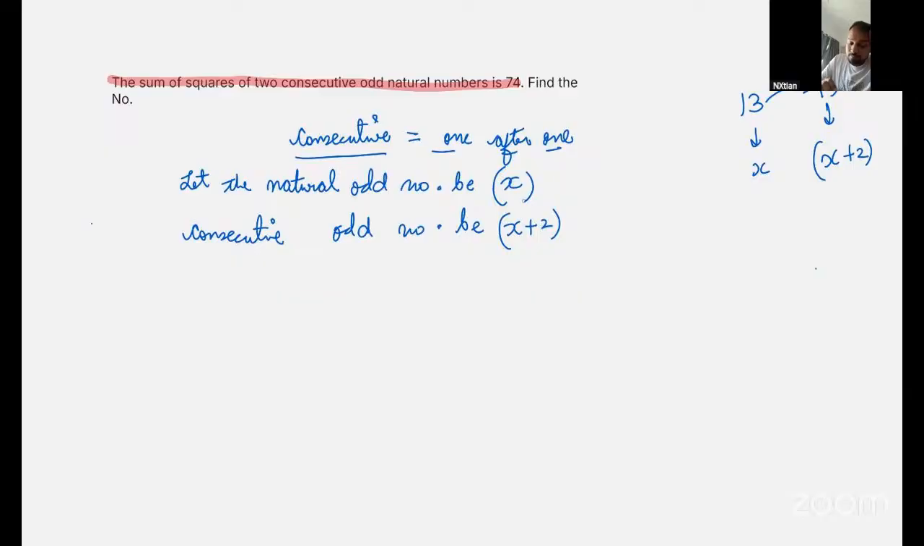Okay. Now it is written the sum of squares of two consecutive odd natural numbers. Means the sum as well as the square. So first we have to do the sum. So this is the sum, x squared plus (x plus 2) squared, is equal to 74. Did you understand? Yes, sir. Okay. So this is how you have to solve this.